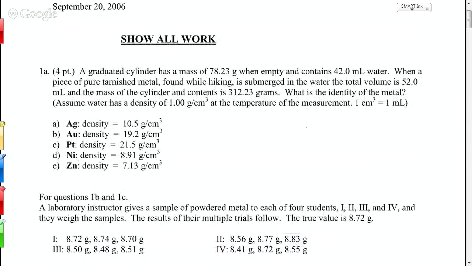So everybody, did you start from the beginning on this? Yeah? Okay, then we'll do that. The graduated cylinder has this particular mass and contains a certain amount of water. A certain amount of metal is put in it and raises the volume by 52 milliliters, and the mass of the cylinder and its contents is whatever. So how do you go about determining the identity of this metal? What did you do?